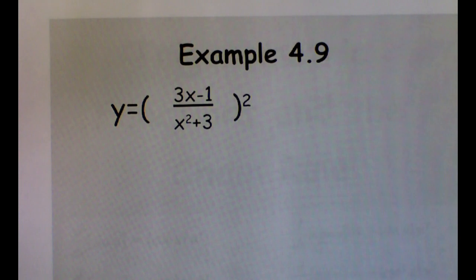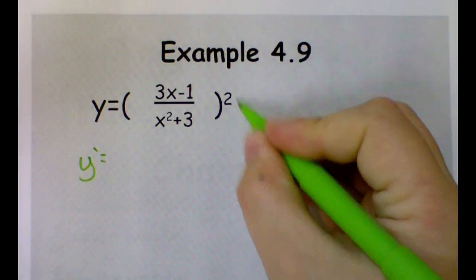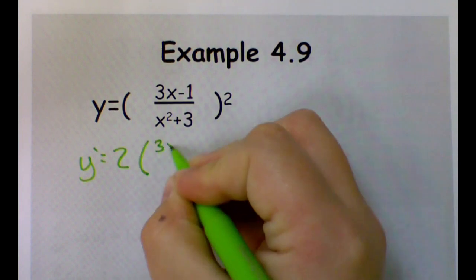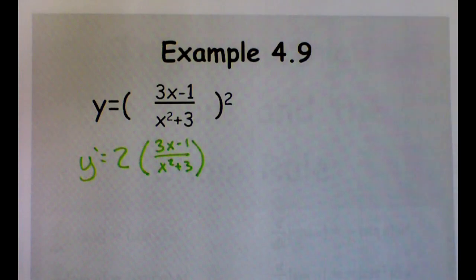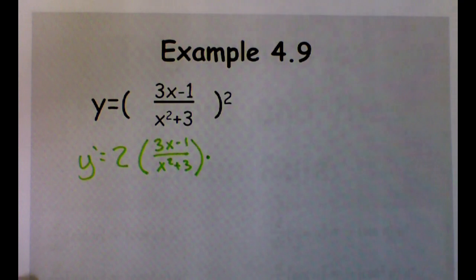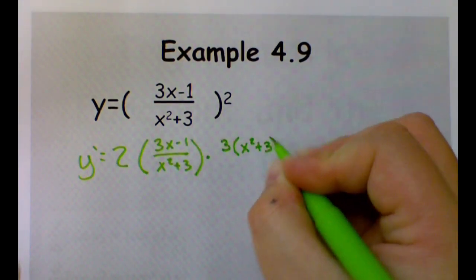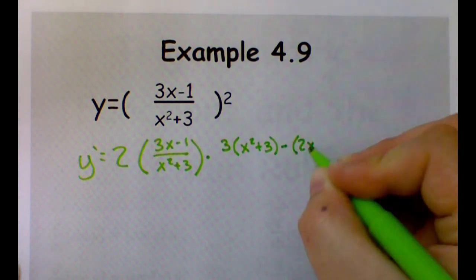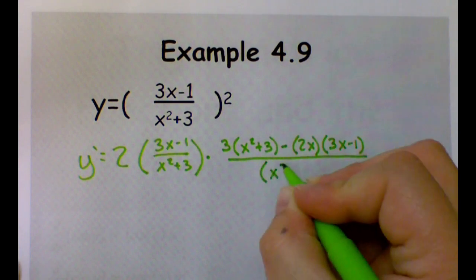All right, now I have a rational function inside of a square. So I have chain rule and quotient rule going on in that order. So to get my derivative, we'll call it y prime, I bring down my power, which is 2, times the inside unchanged, and subtract 1 from the power, so there we go, times the derivative of the inside. And for the derivative of the inside, we have to use the quotient rule. So the derivative of the top, which is 3, times the bottom unchanged, minus derivative of the bottom, which is 2x, times the top unchanged, all over the bottom squared.